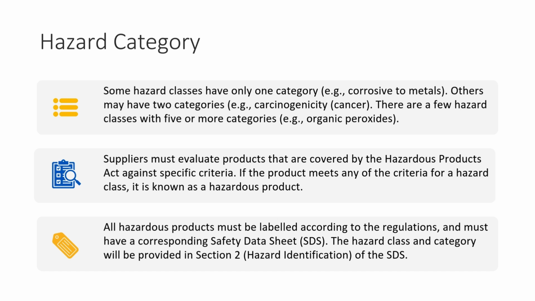Suppliers must evaluate products that are covered by the Hazardous Products Act against specific criteria. If the product meets any of the criteria for a hazard class, it is known as a hazardous product. All hazardous products must be labeled according to the regulations and must have a corresponding safety data sheet. The hazard class and category will be provided in Section 2 of the SDS.